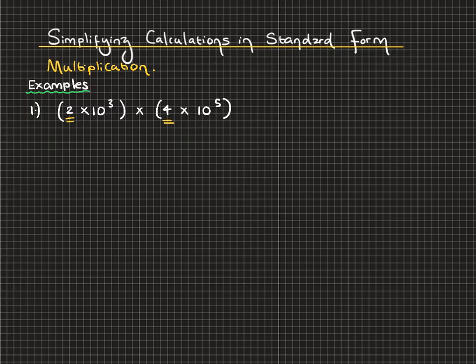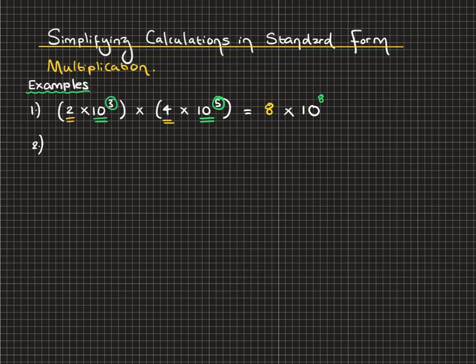So 2 multiplied by 4 gives us a value of 8. And then we need to work out the overall power of 10 involved, because we have 10 to the 3 multiplied by 10 to the 5. And of course, what happens when we multiply terms together? What do we do with the indices? We add them together. So the answer is 8 times 10 to the power of 8. Let's try another example of this.